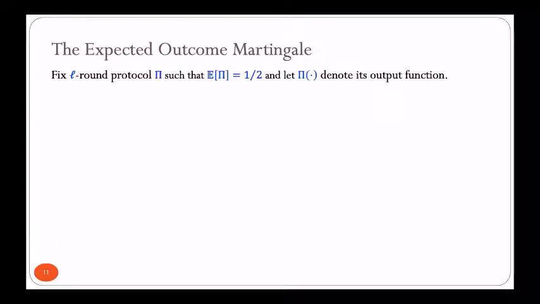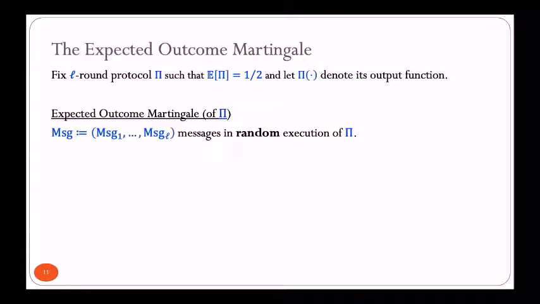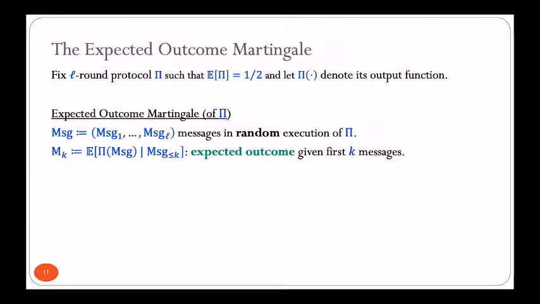We have the expected outcome martingale. So to talk about it, let's fix some L-round protocol pi, which is balanced, meaning that we get both 0 and 1 with probability half as the output. And we also slightly abuse notation in letting pi also denote the output function, which gets the transcript. So we also denote by message a random execution of our protocol pi, which is simply a vector of the messages of every round. Now we define the expected outcome at time k to be the expected outcome of the protocol conditioned on the first k messages.